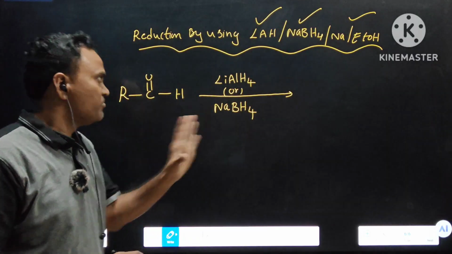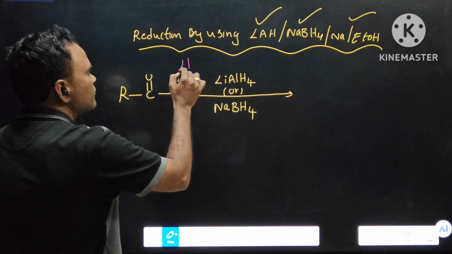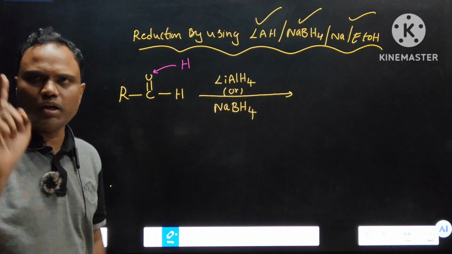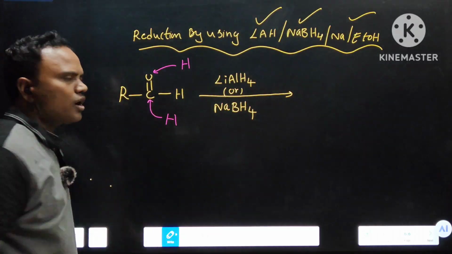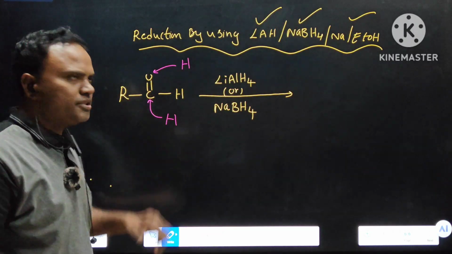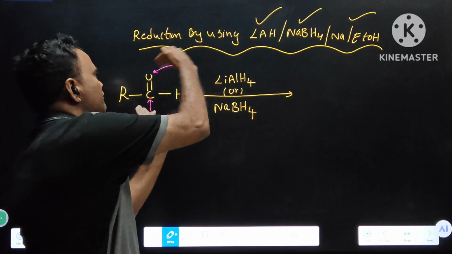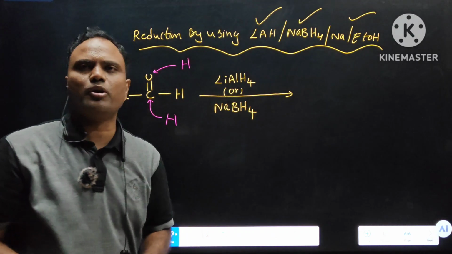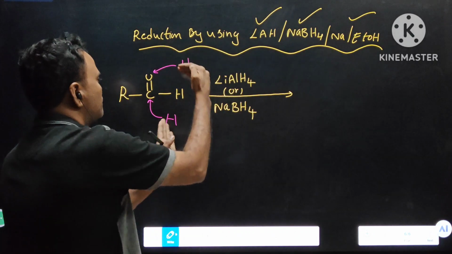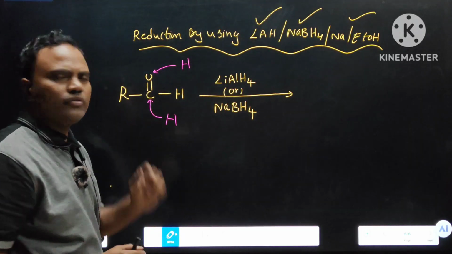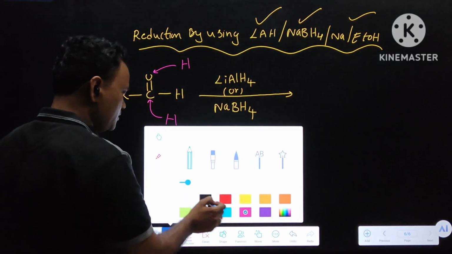See, add one hydrogen to oxygen, another hydrogen to carbon, and break the double bond. You know already that during addition, the double bond will convert to a single bond. Clear?